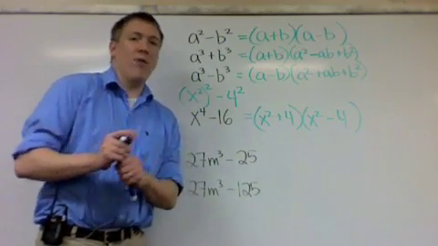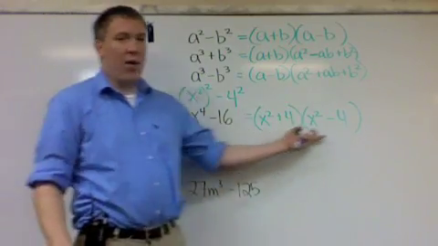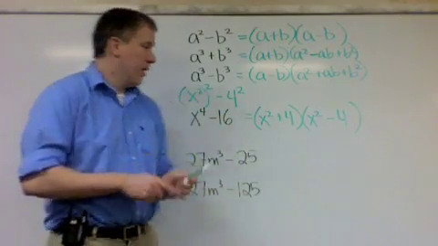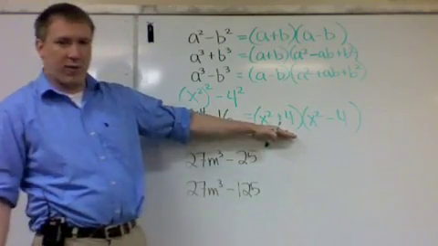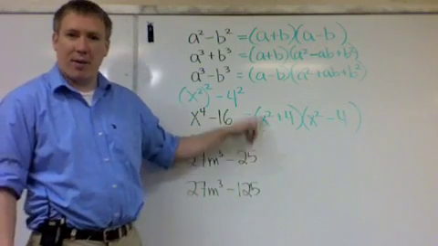Now, you need to be careful though, because sometimes you might factor and see that one of the things that you factored can be factored still some more. If I look here, x squared plus 4, well, that's the sum of two squares. x squared is something squared.